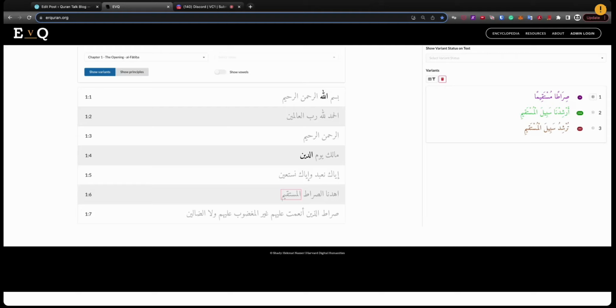Now, for those who aren't familiar, we're all very up to speed with the Hafs recitation of the Quran. This is the most predominant recitation of the Quran.